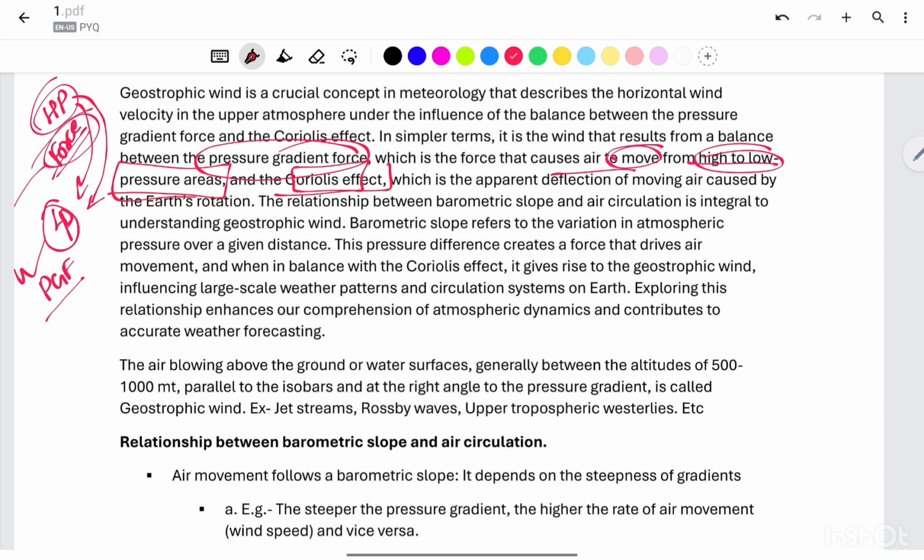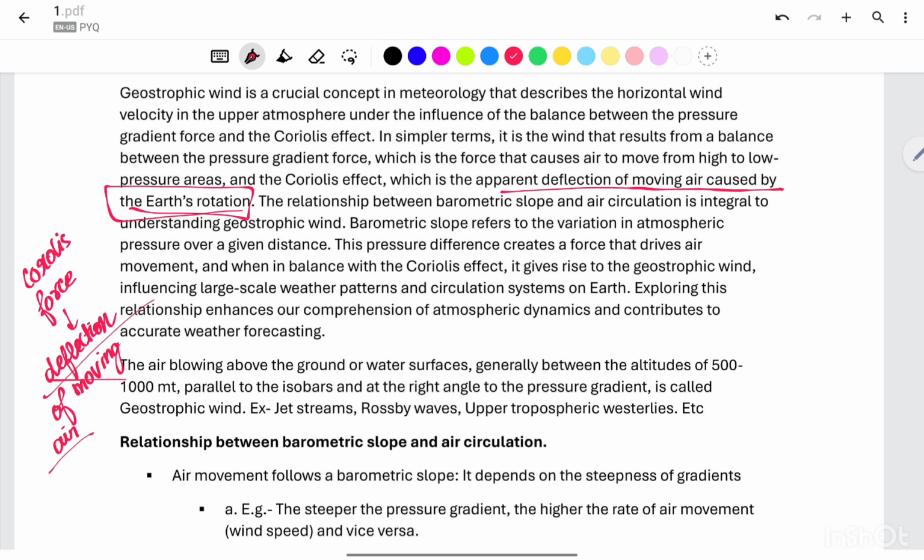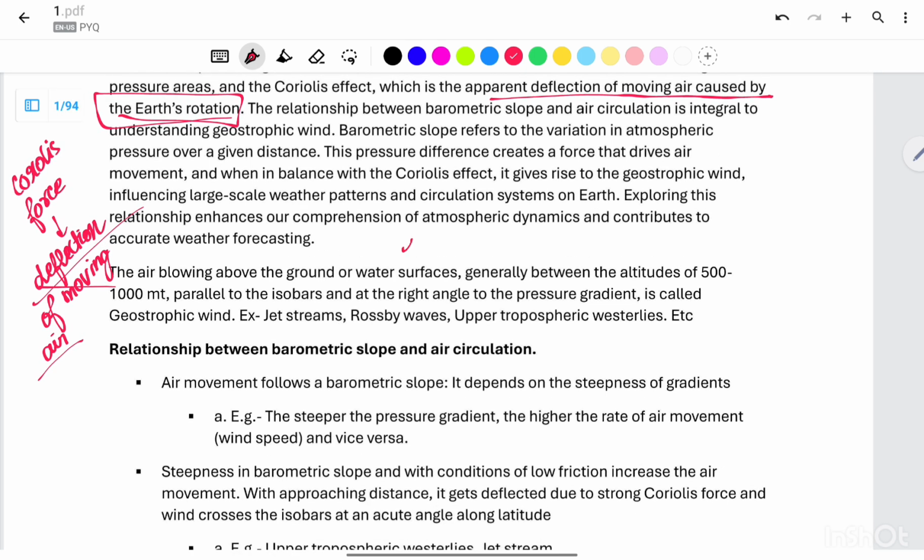Then we have the Coriolis effect. This Coriolis effect is the apparent deflection of the moving air caused by the Earth's rotation. Here they have also discussed what the Coriolis force is. The Coriolis force is the deflection of the moving air, and this deflection is due to the rotation of the earth. Rotation of the earth causes such a kind of deflection, right?